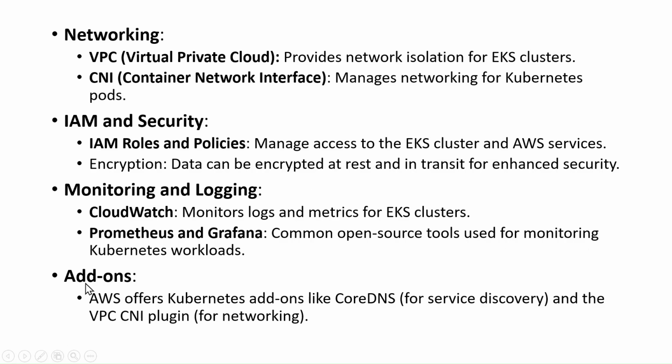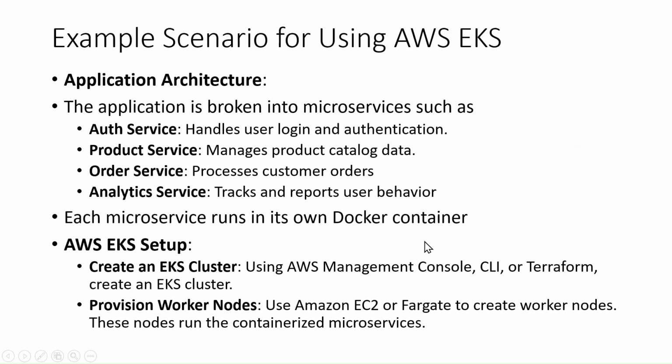Next is add-ons. AWS offers Kubernetes add-ons like CoreDNS for service discovery. Here also we can identify the newly created cluster, and the same thing gets updated by itself by providing its IP address. The newly generated IP address will be associated with the DNS or the load balancer. Okay, so next is an example scenario.